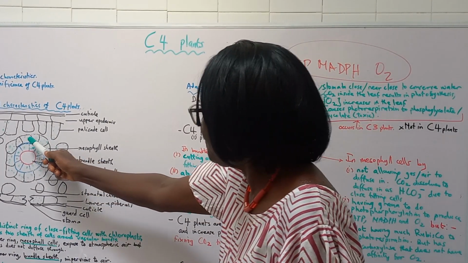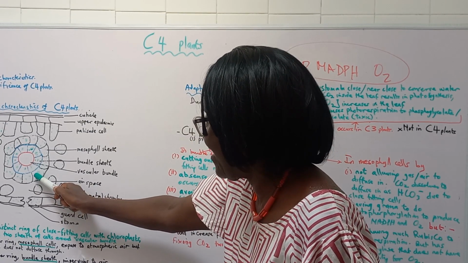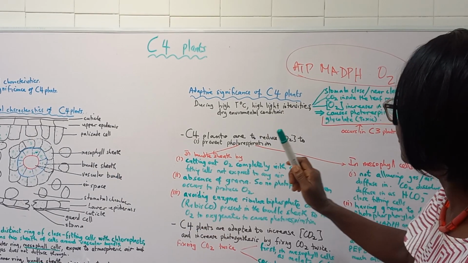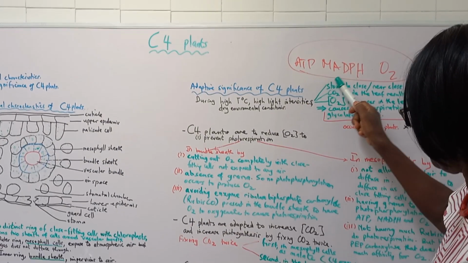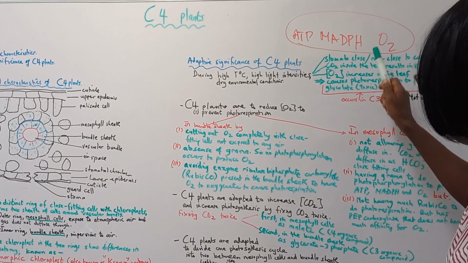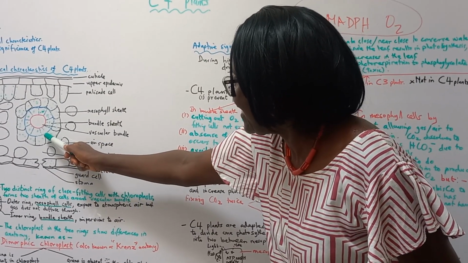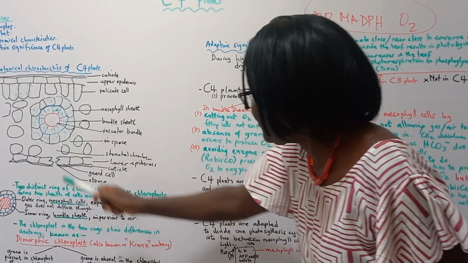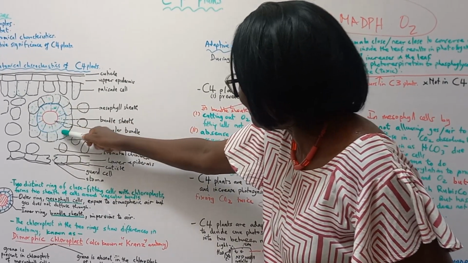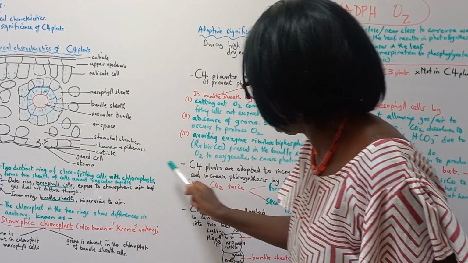Then these mesophyll cells, as we said, have chloroplasts that have grana, and so these mesophyll cells undergo photophosphorylation to produce ATP, NADPH, and oxygen. Good. But even though the oxygen is produced in there, it does not undergo photorespiration because the mesophyll cells do not have much ribulose biphosphate carboxylase, this enzyme.